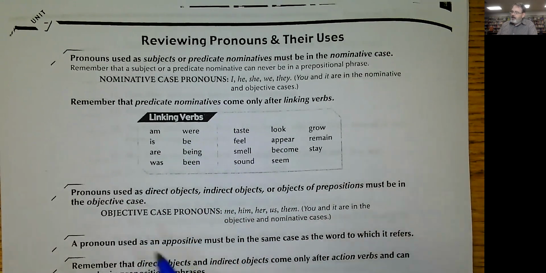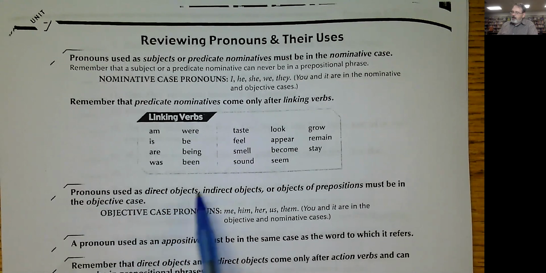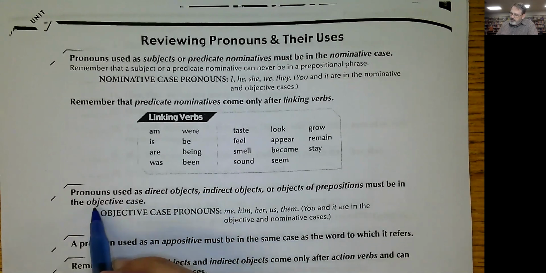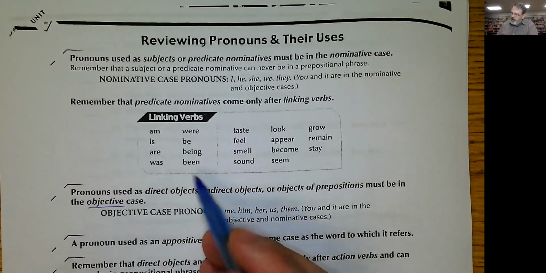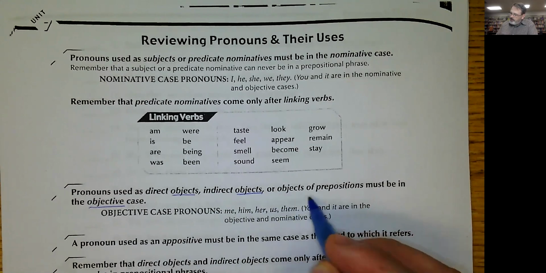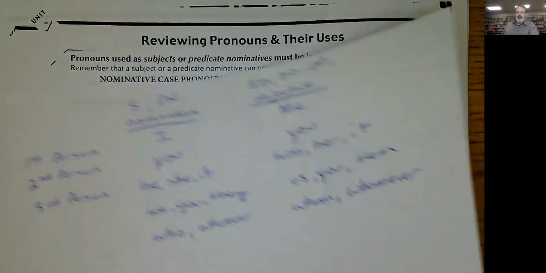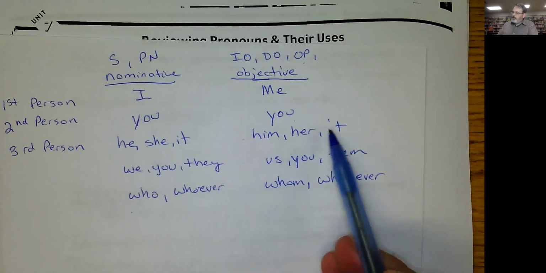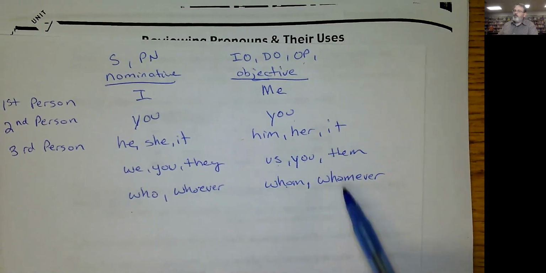And then these are words that can be both linking and action: taste, feel, smell, sound, look, appear, become, seem, grow, remain, stay. Those are the words that can be both action and linking. Now, pronouns used as direct objects, indirect objects, or objects of prepositions must be objective case. And that makes sense, doesn't it? Because we have the word object in all of these. Objective case pronouns are me, you, him, her, it, us, you, them, whom, whomever.